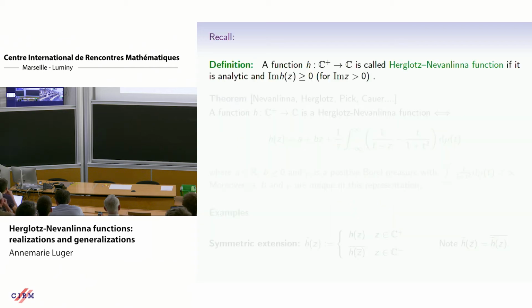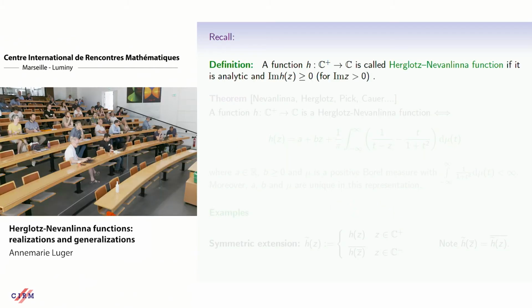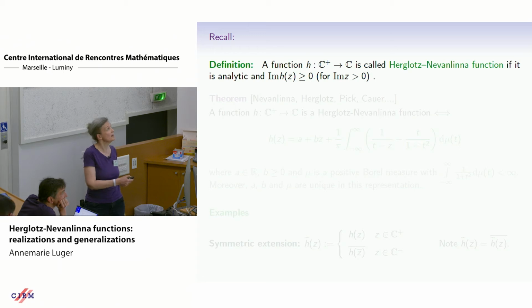Okay, so we have to start with the definition. It's day one, so we still can do that. We have a function that is defined in the upper half plane, complex valued, and it's called Herglotz-Nevanlinna if the imaginary part is larger or equal than 0.